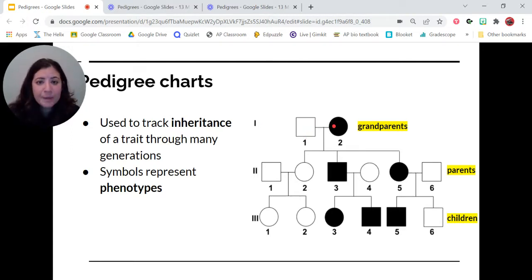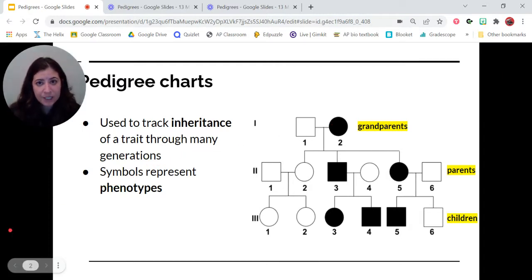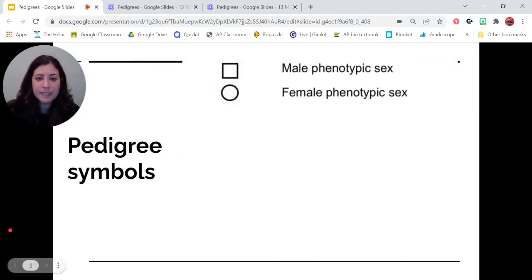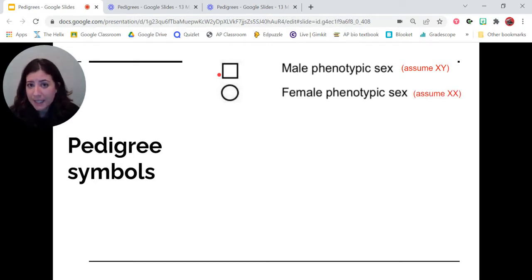So the important thing to keep in mind with pedigree charts is, one, being able to see those familial relationships, but also that what we use pedigree charts for is representing phenotypes of different individuals. So there's some common symbols we use to represent this. The first is circles versus squares. Generally squares are going to be male sex and females are circles. For the pedigree charts we're going to do, if you see a square, you can assume that is an XY male. And if you see a circle, you can assume that's an XX female.